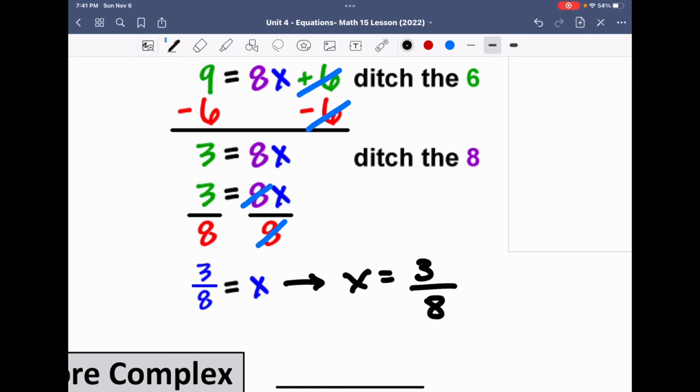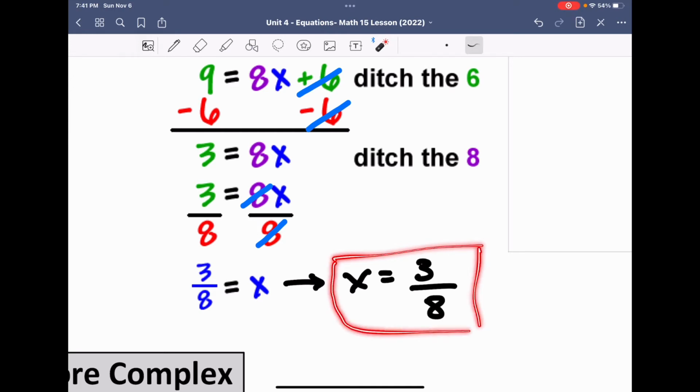If we want to swap the place of x and the number on the left and right-hand sides, this is totally fine because this is more common notation where we have the variable on the left-hand side. But if you supply your answer like this, that is also totally fine.